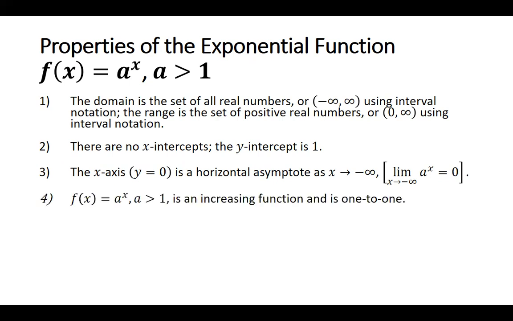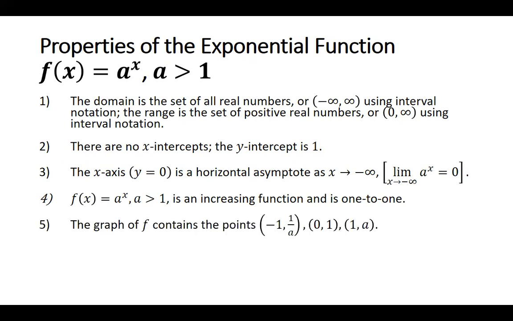Okay. f of x is equal to a to the x, a greater than 1, is an increasing function and one-to-one. The graph of f contains the points -1, 1 over a, 0, 1, and 1, a. Now you may look at that and go, well, how am I supposed to remember that?